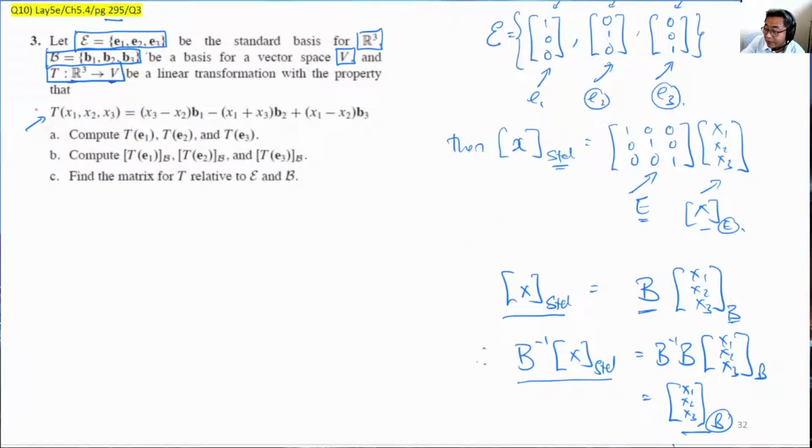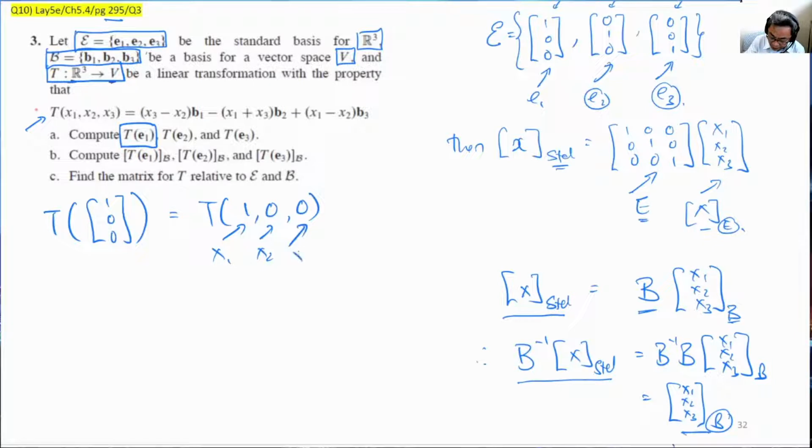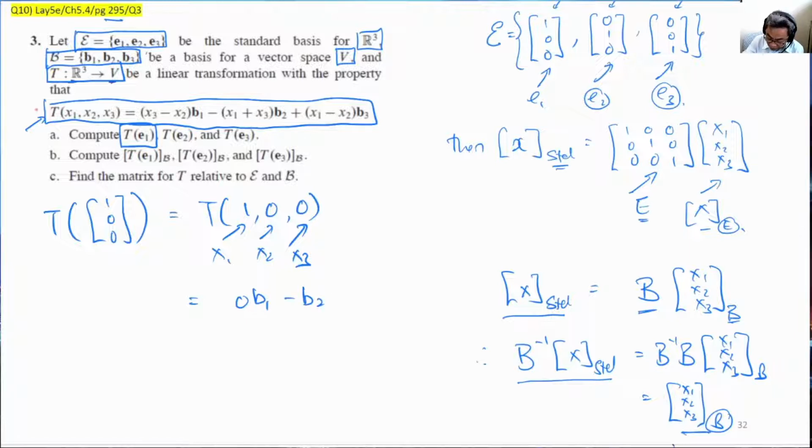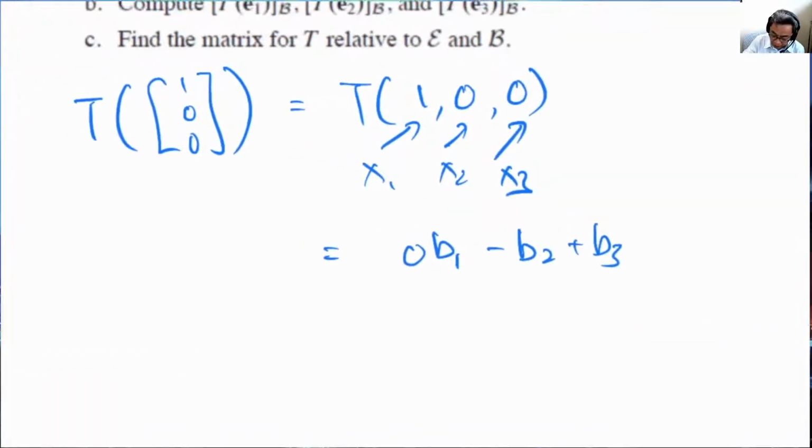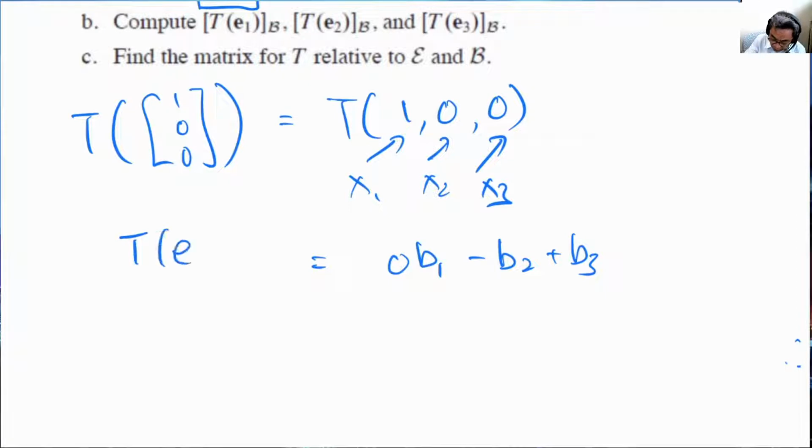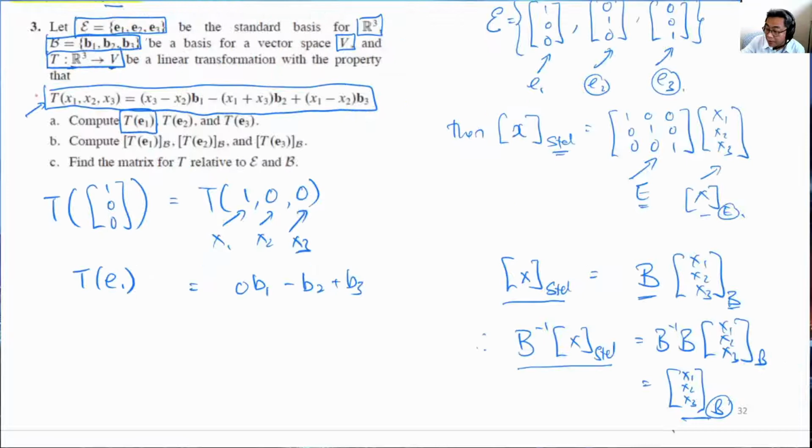Right, so let's try. We are asked to compute T(E1). T of E1 is T of (1, 0, 0), where the elements are x1, x2 and x3. We look at the transformation given to us and find that it is simply 0b1 minus b2 plus b3. This is T(E1) in the vector space V over here. T of E1, from R3, will give you an element, for example called y, and y belongs to the vector space V.